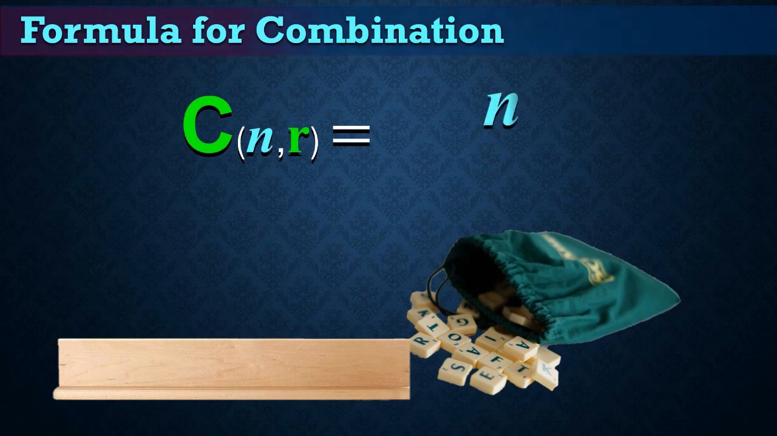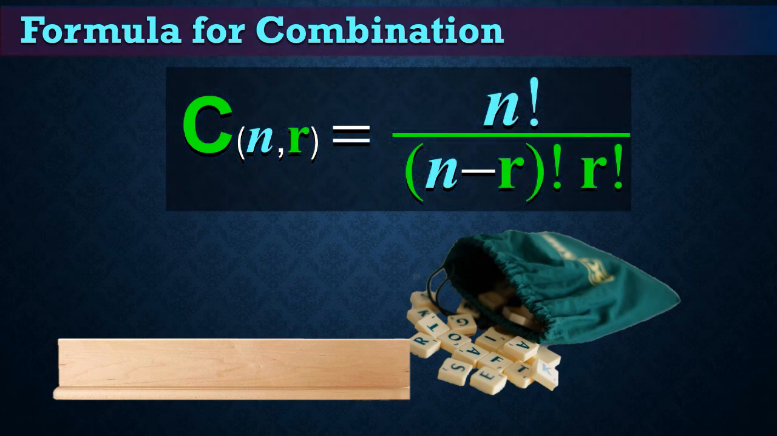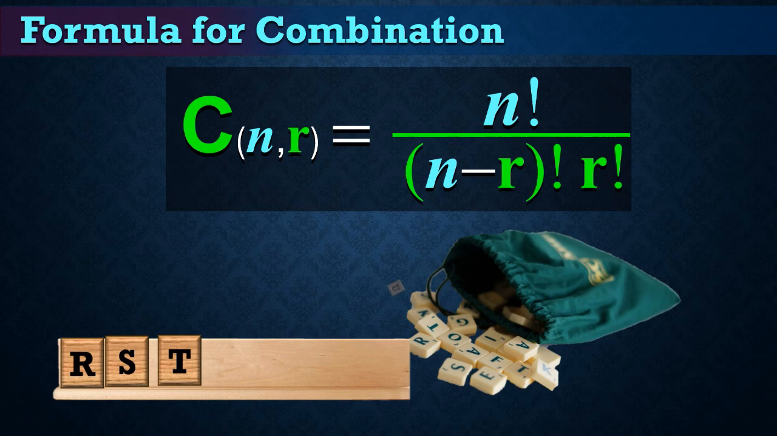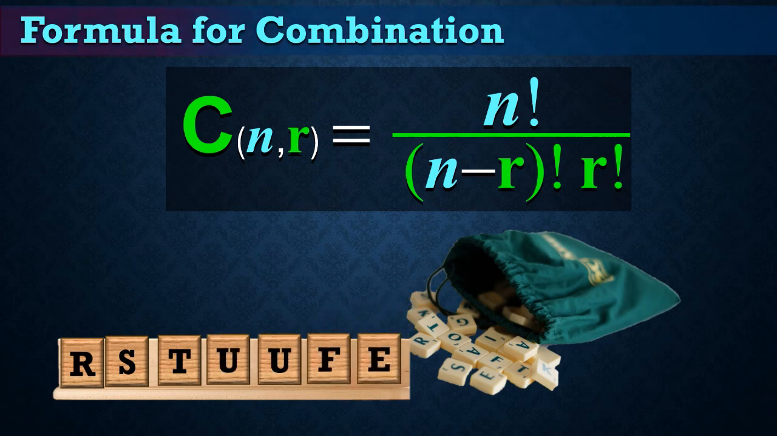The formula for combination is C(n, r) equals n factorial divided by the quantity of n minus r factorial times r factorial.